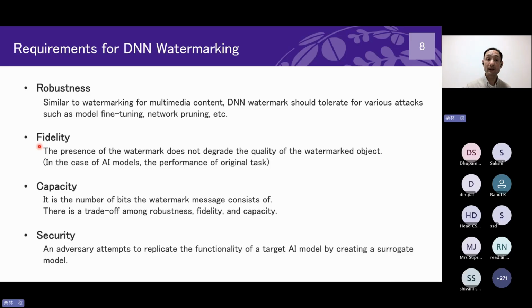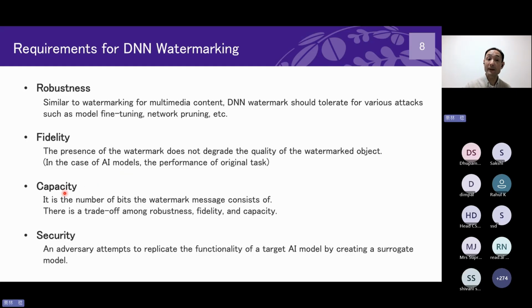Okay, the second requirement is fidelity. The presence of the watermark should not degrade the quality of the watermarked object. This is a typical requirement for digital watermarking of multimedia contents, where the quality of the content should not be degraded. In the case of DNN watermarking, the AI model's performance on the original task should not be degraded. So this is the fidelity required for DNN watermarking.